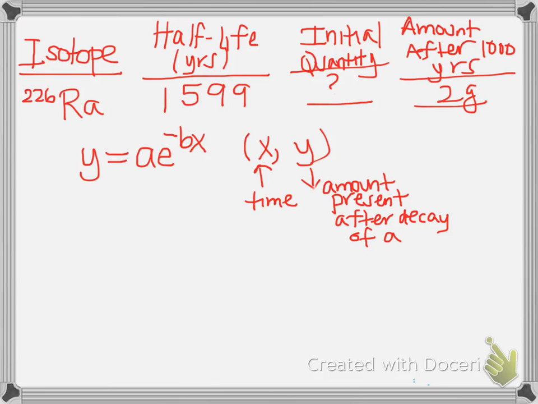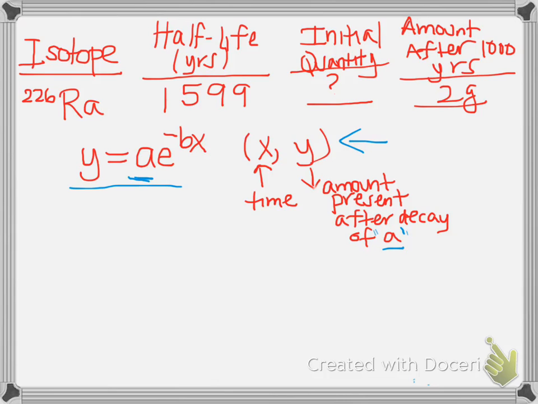So first, since we're talking about half-life, we know we're referring to our exponential decay model. And initial quantity would be our A, so we're actually looking for A. We're also given that after 1,000 years, our substance is 2 grams. Remember, in this ordered pair, X represents your time, which could be in years, days, minutes. It just depends on what the substance is. And Y represents the amount present after decay of A. That's referring to that constant A right here.